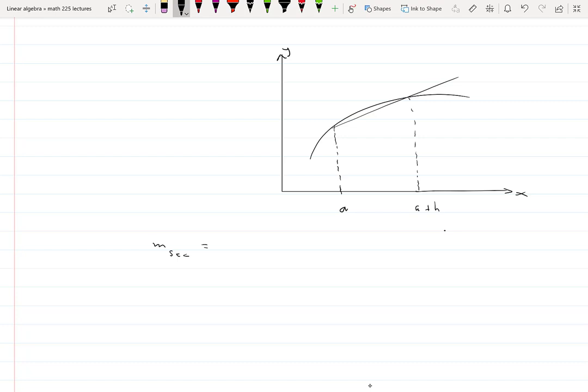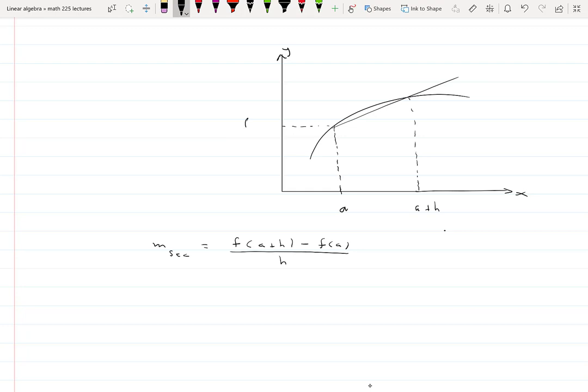And the slope of the secant line is nothing more than f of a plus h minus f of a over h. That quantity, that you hopefully spent a lot of time on in pre-calculus, is called the difference quotient. And if that doesn't make sense, we can even do a little bit more here.